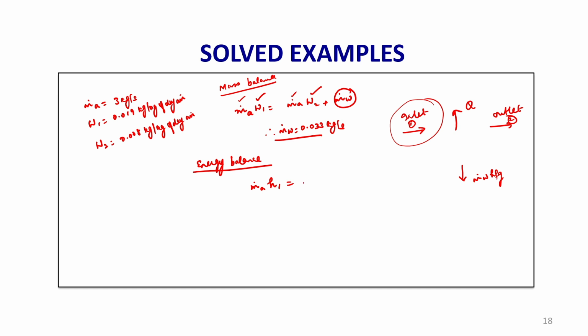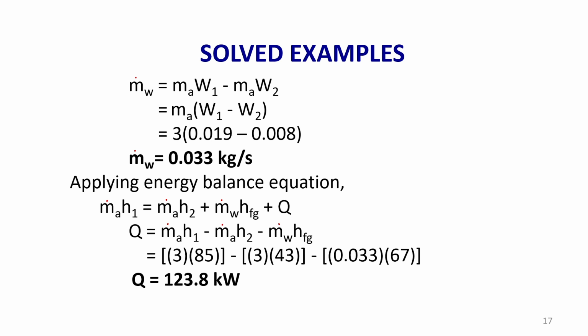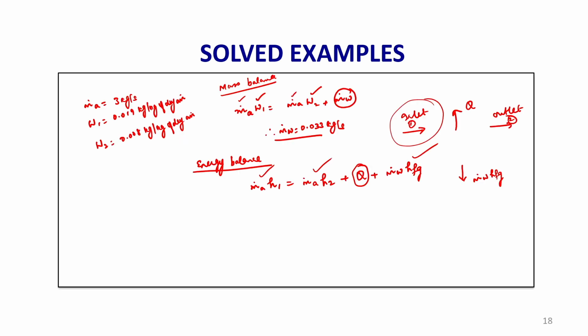So, m dot A into H2, that is the enthalpy of the air leaving, plus Q, plus the condensate m dot W into HFG. This is the condensate. So, the only unknown is Q. We know all these values. m dot W we have just found out using the mass balance. So, substitute all the values.